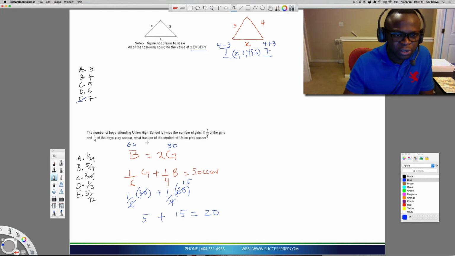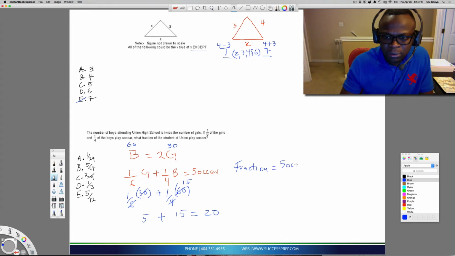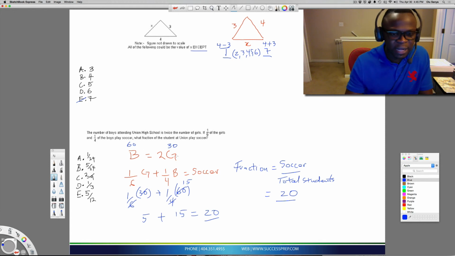school. Well, the question says, what fraction of the students at Union play soccer? The fraction of students that play soccer. So the way you do that is to say I want the total number of students that play soccer over the total students. The number of people who play soccer is 20. We just figured that out. Now, what is the total number of students? Well, we just established that there are 30 girls and 60 boys. That means a total of 90, the 60 plus the 30. Obviously you just cross those zeros out, and that gives you 2 over 9. And that's how you answer this question.